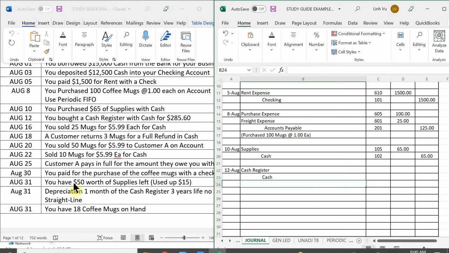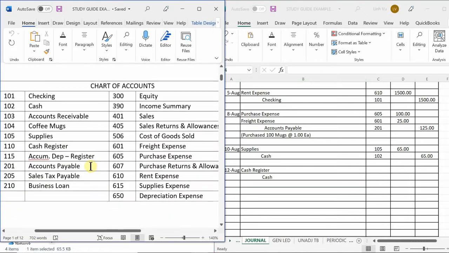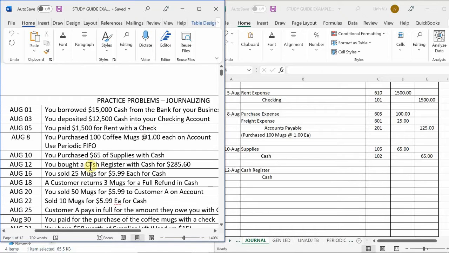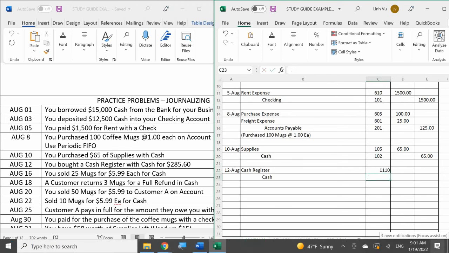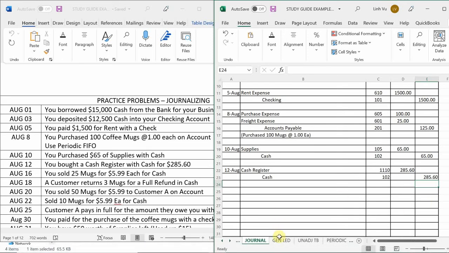Okay, so let's see what my accounts are. Cash register is 110 and cash is 102. And we paid $285.60. So go ahead and plug that into your ledger.